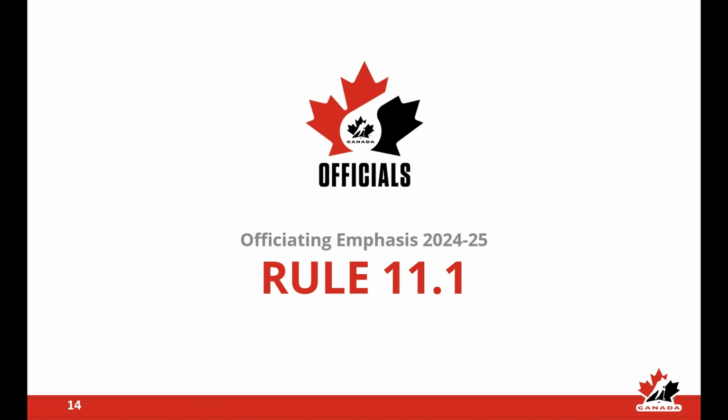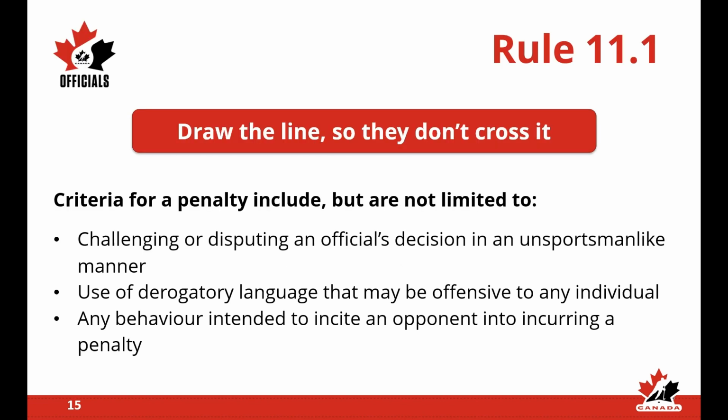So now focusing on Rule 11.1. And kind of our tagline or the emphasis for this season is to draw the line so they don't cross it. And with Rule 11.1, criteria for a penalty include but are not limited to challenging or disputing an official's decision in an unsportsmanlike manner, use of derogatory language that may be offensive to any individual, and any behavior intended to entice an opponent into incurring a penalty.